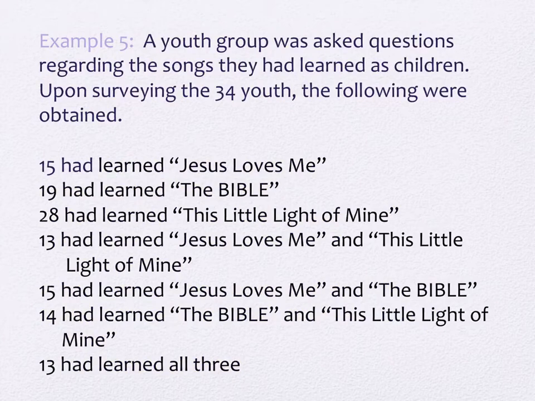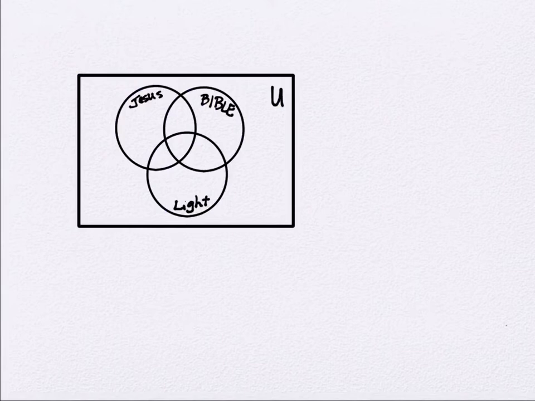Yep. So over here, we have a lot of information. And I would make sure you also are aware that 34 youth is part of that information, even though it doesn't look like it's in this bulleted list. Right? We will need that as well. So where on this list of information is it helpful for us to start? Yep, the bottom. 13 had learned all 3. And where will that be on my diagram? In the middle.